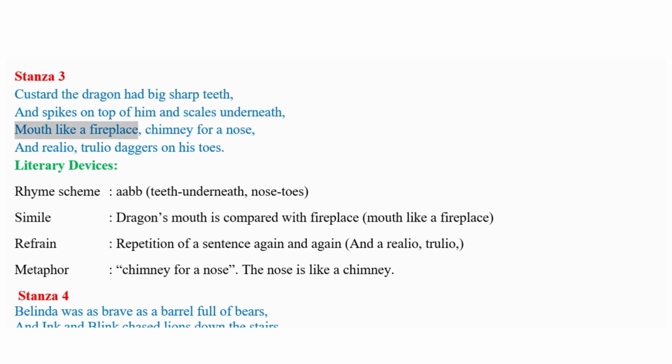And you can see the poet has used the device refrain, which is repetition of a sentence again and again throughout the poem: realio, trulio. The realio, trulio is also used as poetic license. You should be able to differentiate both. Refrain is the same sentence repeated throughout the poem, but the words realio and trulio are used instead of the words real and true, so they are called poetic license.